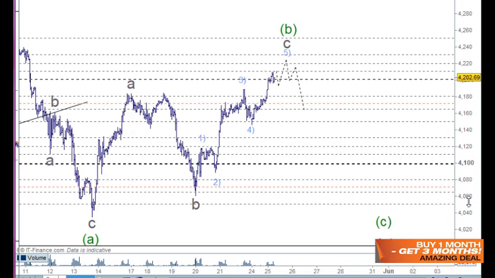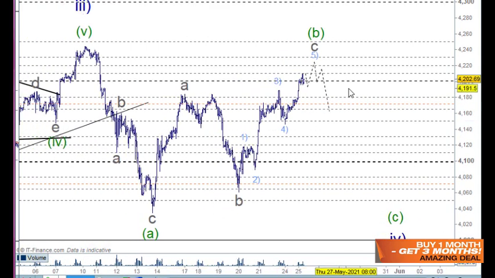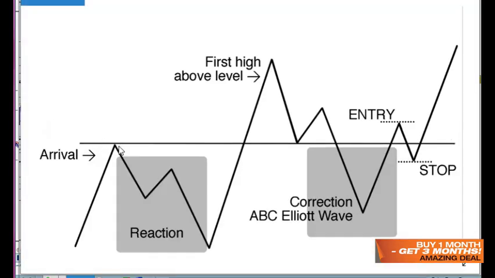So that's why you just need to be a little bit mindful at this level. So what we're looking for, in a nutshell, at 4,200, is a classic trading levels pattern. So that's the arrival, the reaction, the first high above the level, and then the A, the B, and the C wave here. So that B wave we can go long on. You may be able to get a better position over here, but be very careful, because when this goes up and retests here, this is where it would fail and move down from at that point.